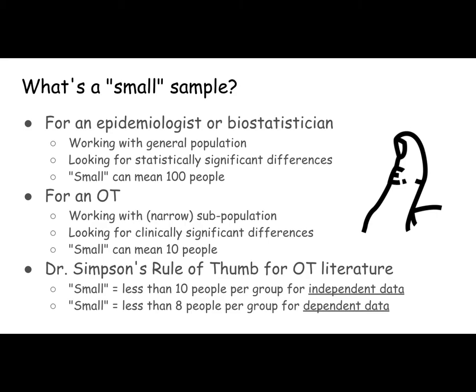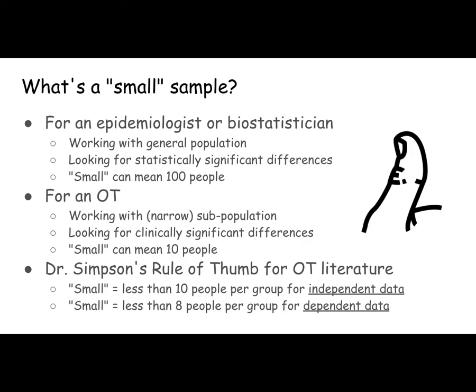My rule of thumb when reading the OT literature is to worry about whether a sample is too small if there are less than 10 people in each experimental group and the investigators are making comparisons between groups. For example, a study involving individuals with substance abuse disorders that has 12 people in the intervention group and 11 people in the control group would not be a small sample to me.